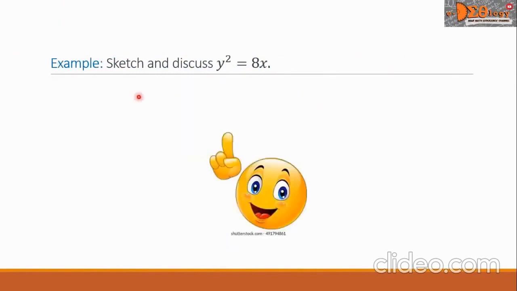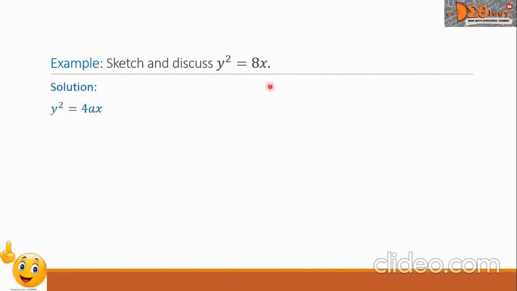Let us see this example. Sketch and discuss y squared equals 8x. First, let us write the standard equation of the parabola, and that is y squared equals 4ax. We can see here that the coefficient of x is 8. So we write here 4a equals 8. We know that this value 8 is simply the length of the latus rectum.